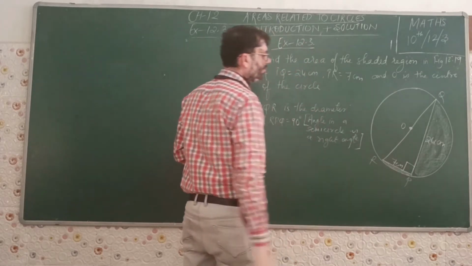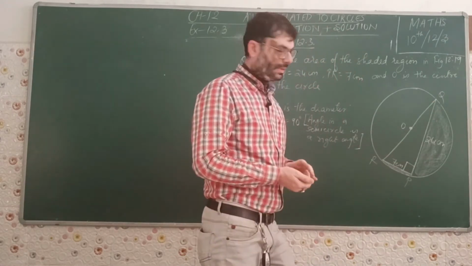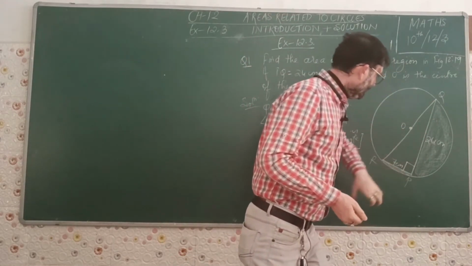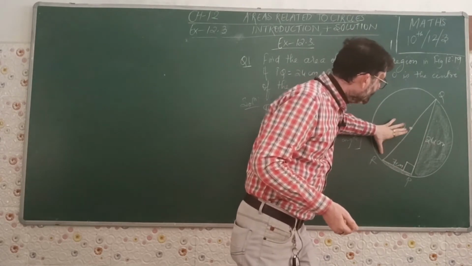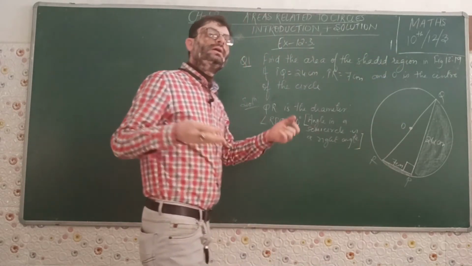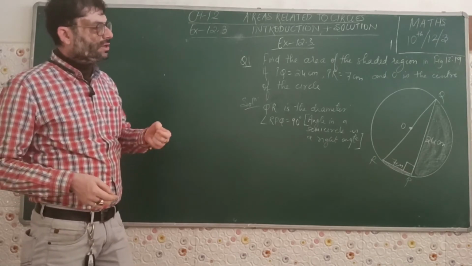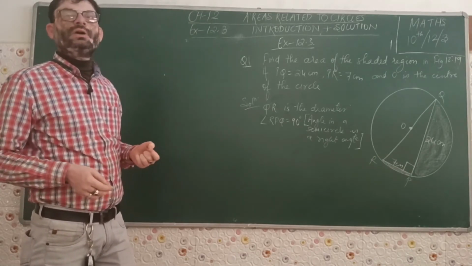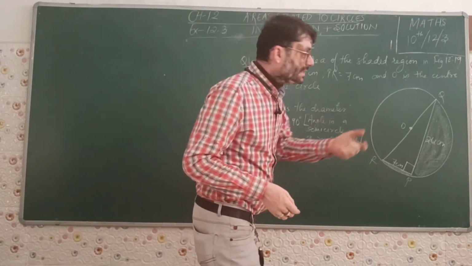Now if you see, we have a triangle PQR. What do we need this triangle for? We need this triangle to find the diameter. From the diameter we will get the radius of the circle, and then we will talk about how to find the area of the shaded region. But before that, let us first find the radius of the circle. Before that, we need to find the diameter of the circle.